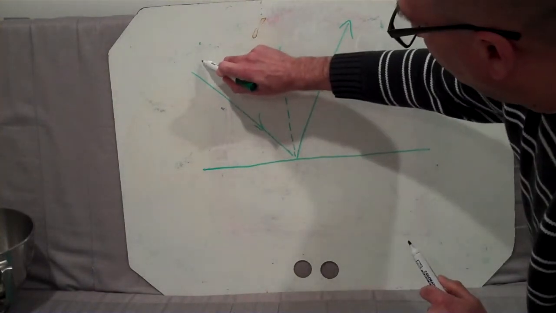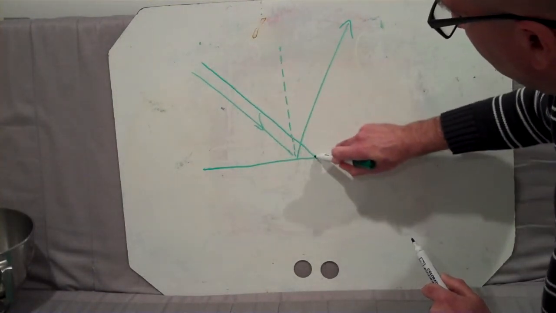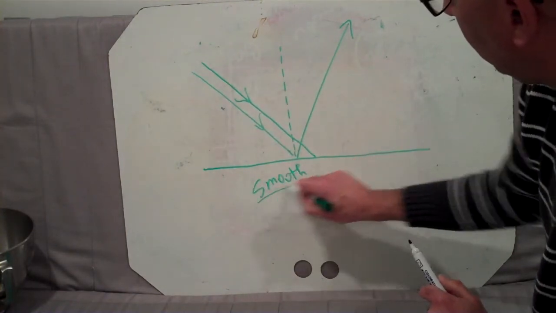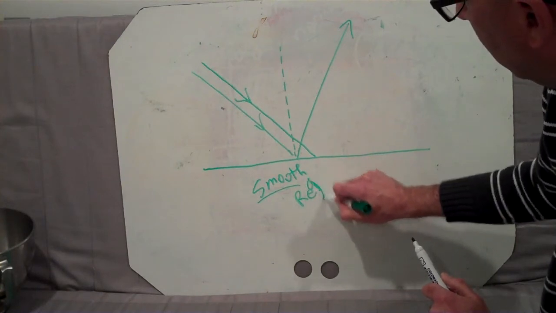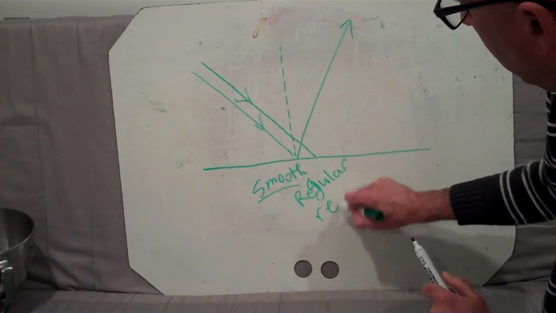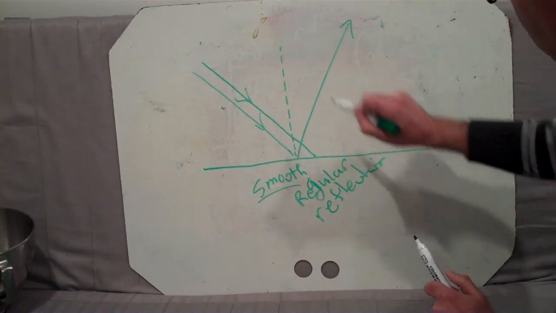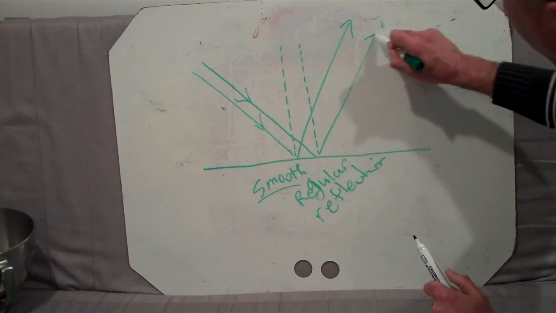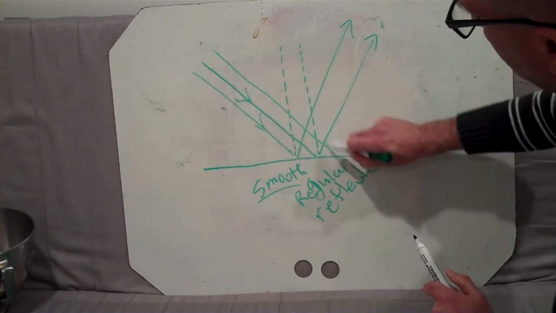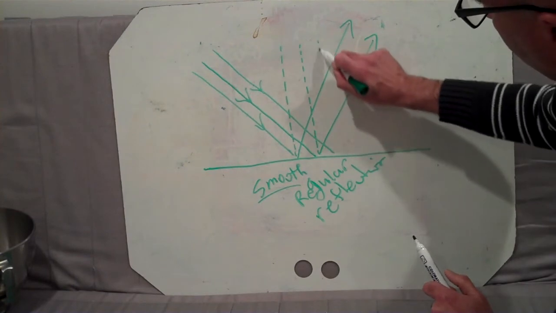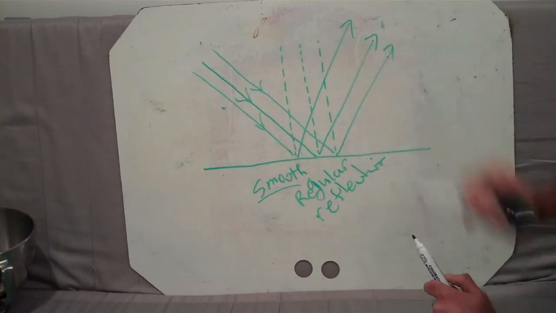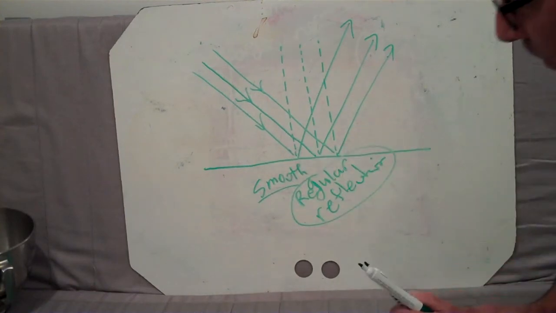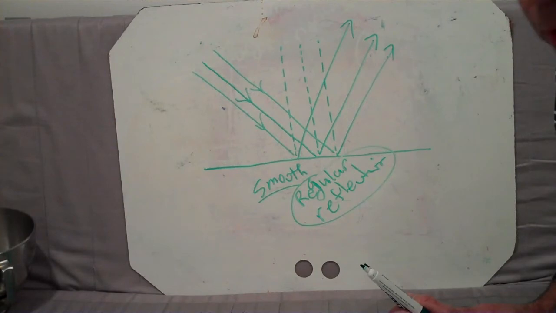Well, what would happen if parallel rays come in? If parallel rays come into a smooth surface, smooth, regular reflection, well then we redraw a new normal line, and all of the rays that come in parallel are going to reflect parallel. And that is regular reflection. Very simple.